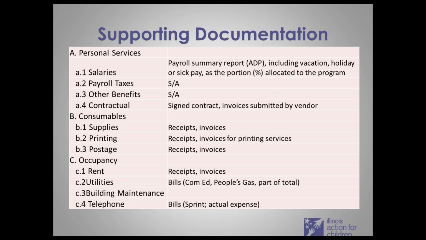Okay, here's what supporting documentation could look like. For personnel services, right here, we have salaries. That would be a type of payroll summary report, ADP, check stubs, including vacation, holiday, or sick pay as a percentage of that allocated to the program. Payroll taxes, same as above, and then the other benefits would be same as above. This would be the way that you would document that based on the summary report that you have.